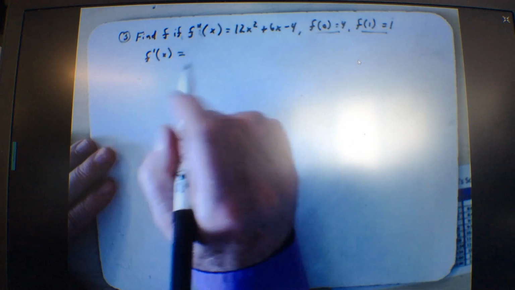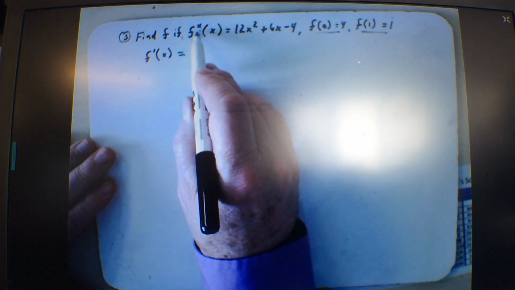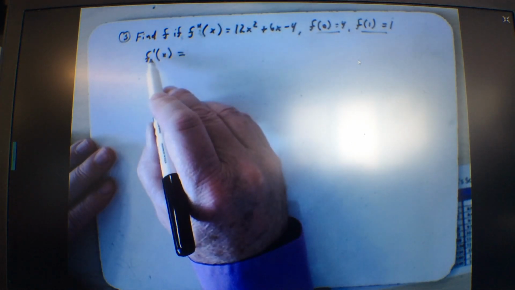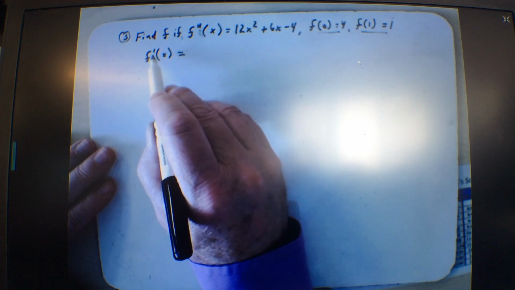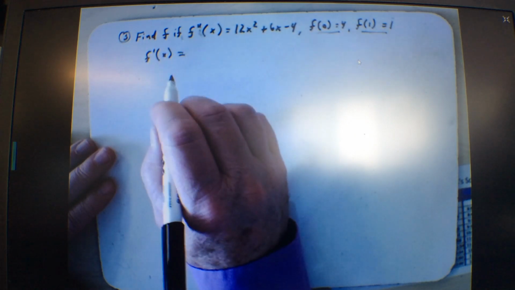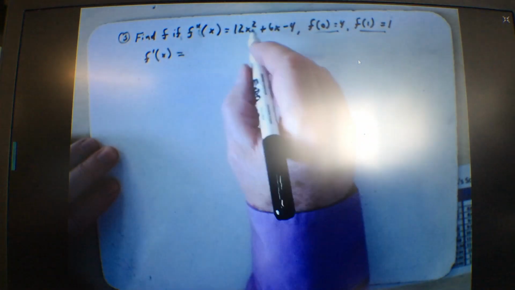Let me say that again. When you have a double derivative, when you do the antiderivative, you get just the derivative. Sorry. All right, so I'm going to take the antiderivative of this.